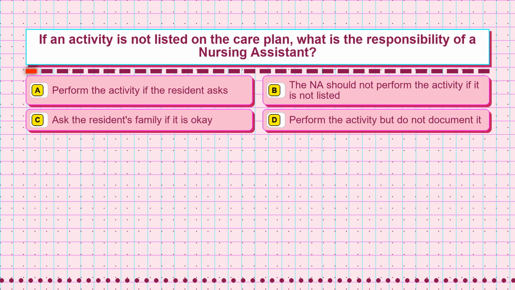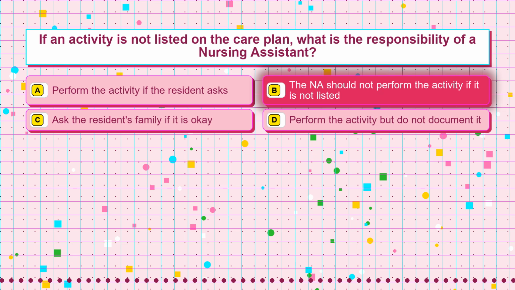Question 61. If an activity is not listed on the care plan, what is the responsibility of a nursing assistant? Option A, perform the activity if the resident asks. Option B, the NNAAP should not perform the activity if it is not listed. Option C, ask the resident's family if it is okay. Option D, perform the activity but do not document it.